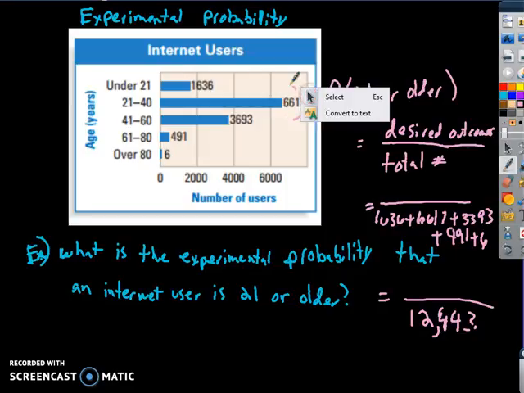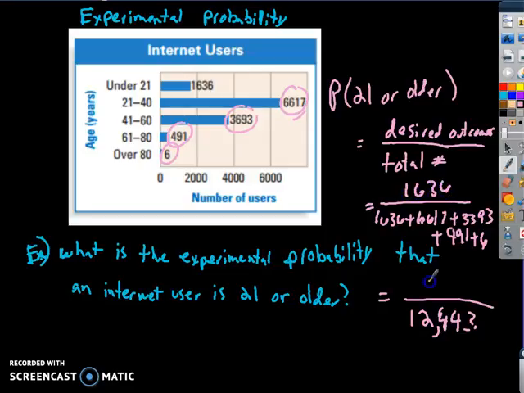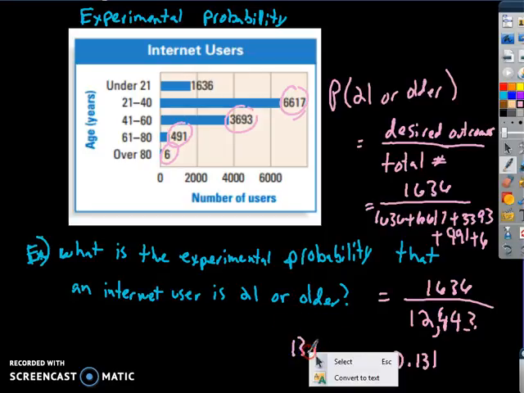All right, desired number is the number of people over 21. So that's all of these people, all of these people, all of these people, and all those people. And I add those up. If you add those up, that total should be 1636. So that's 1636 over that huge number, and that final answer is about 0.13. So the number is about 0.131, or you can think about that as about 13.1%. And that's it. That's all I have. Good luck.